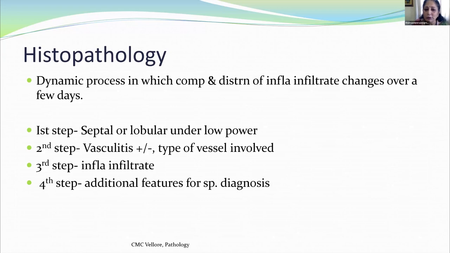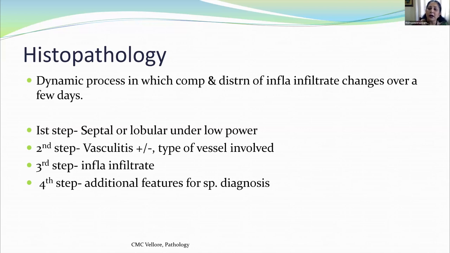The first thing I told you, ask yourself, is it septal or lobular? Look under LOPA. The next thing you ask yourself, is there vasculitis or not? If there is vasculitis, is it a small vessel or a medium-sized blood vessel which is involved? The third thing you ask yourself, is there any inflammation? If the inflammation is present, what sort of infiltrate is it? Is it a neutrophil? Is it a lymphocyte? Is it a histiocyte? Is it an eosinophil? Are there granulomas or not? That's the fourth step. You ask yourself, are there granulomas?